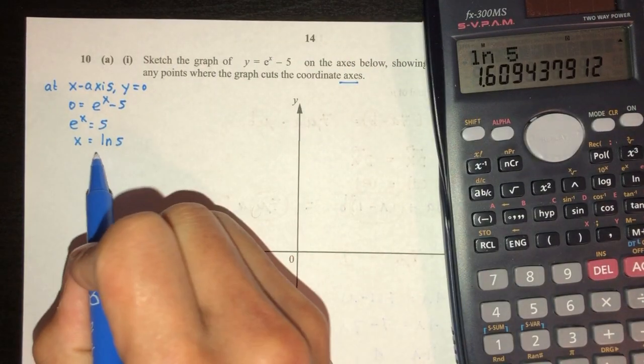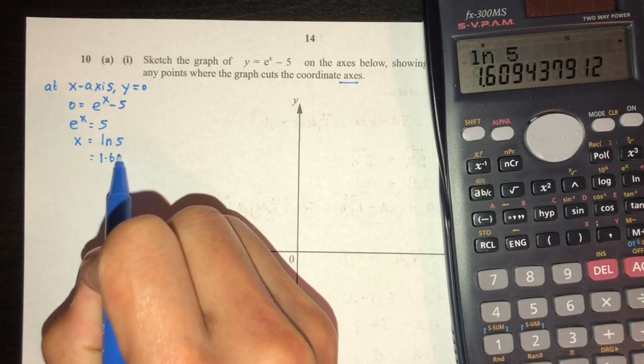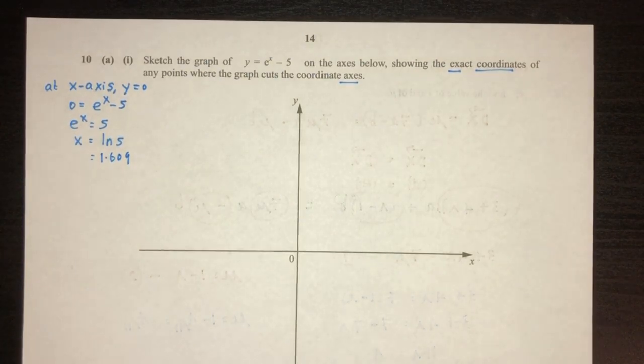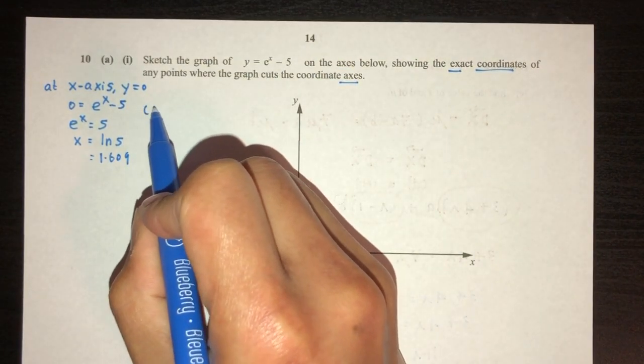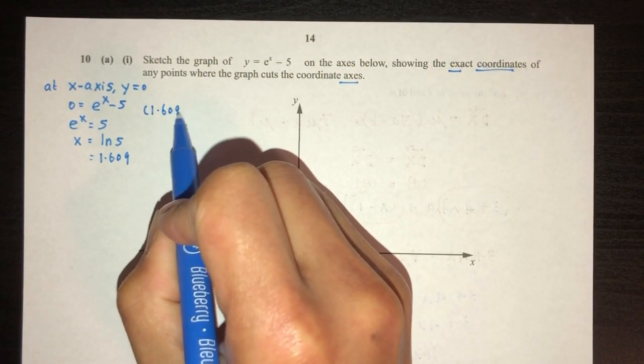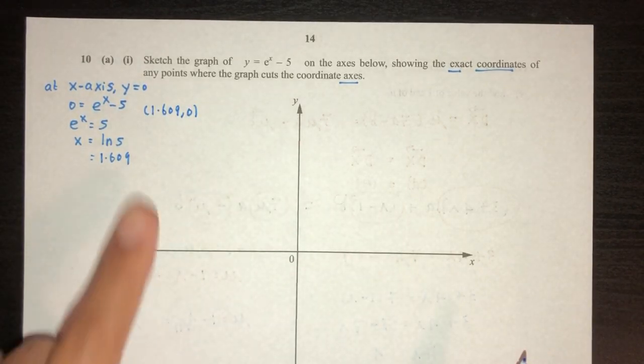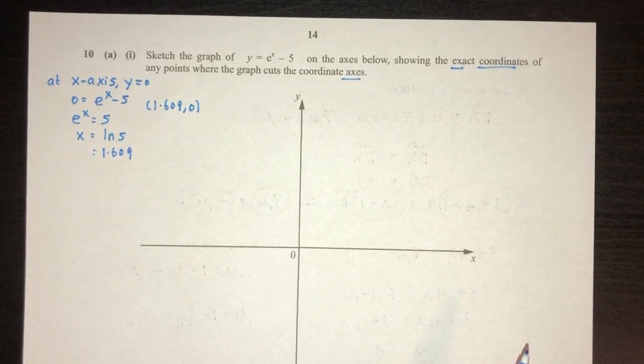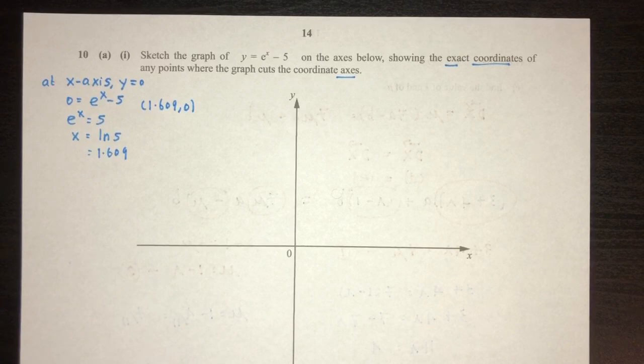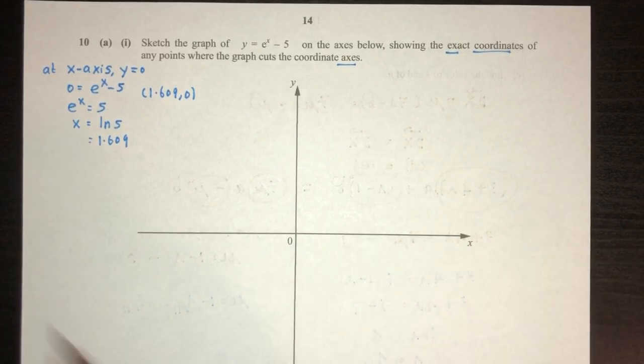That will be about 1.609. That is the point where we have 1.609 and 0. That is the first point we know on the x-axis. Now the same steps on the y-axis. Let's see if we have anything.